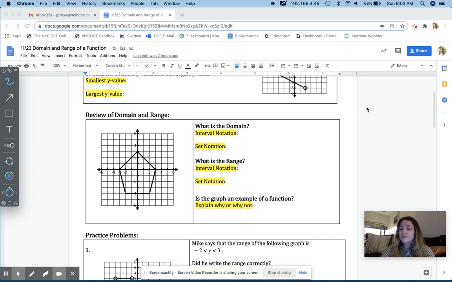Hi everyone, so this is a review of domain and range. So we're going to be practicing both today. You should have attempted the do now on your own. Now I'm going to go over this review of domain and range section.